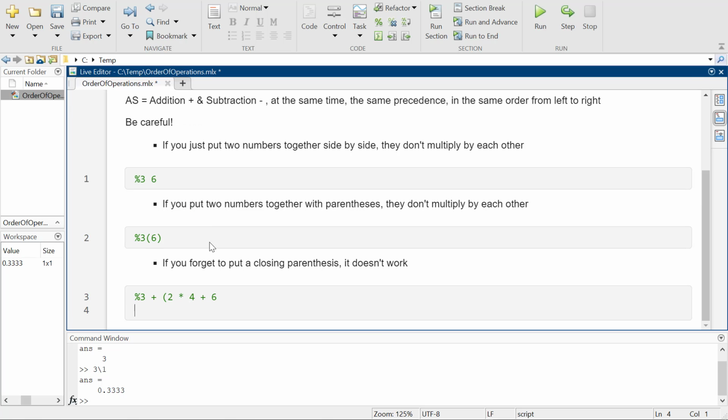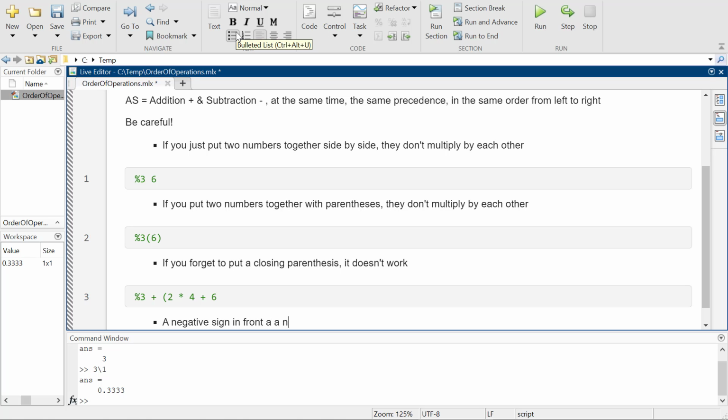Finally, another thing to note is that a negative sign in front of a number is a negation. I don't know how else to say it. It's a negation, not a subtraction? I don't know how to describe this, but you have to follow regular math rules. I love it whenever I say things that have question marks in front of it.